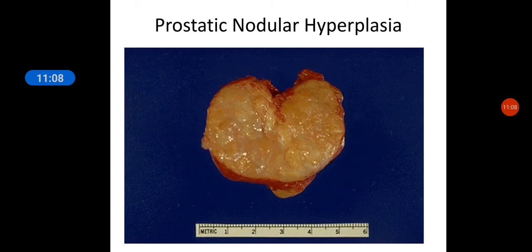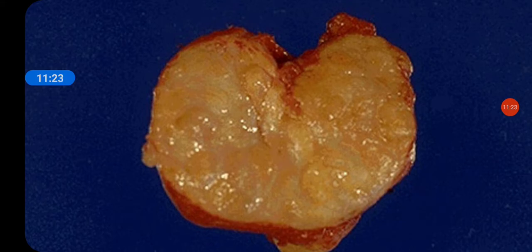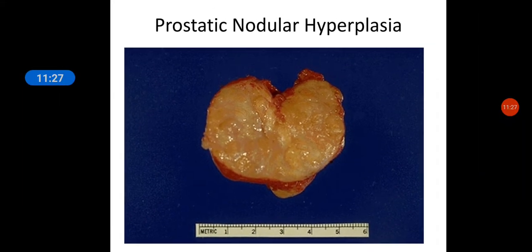Okay, so this is a prostate cut section. I'll tell you, this is an enlarged prostate. Okay, not a normal one, right? On the cut surface, you will see multiple circumscribed nodules. If you can appreciate, small nodules are there. Okay, and they can vary in size and in consistency also.